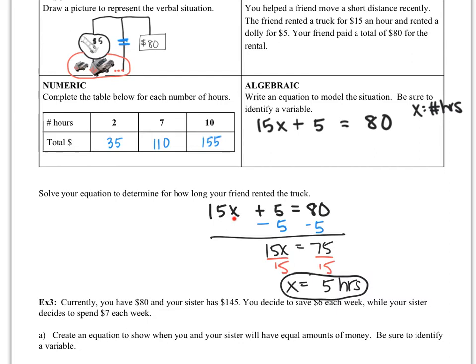So to get x by itself, I would use reverse PEMDAS. So I would first subtract 5 to make 5 0, which means I have to do it on the other side. My new equation would be 15x equals 75. And then to get rid of my 15, I would divide both sides by 15, and x would be 5 hours. This would mean that in order to pay $80 total, your friend would have needed to have rented the truck for 5 hours.